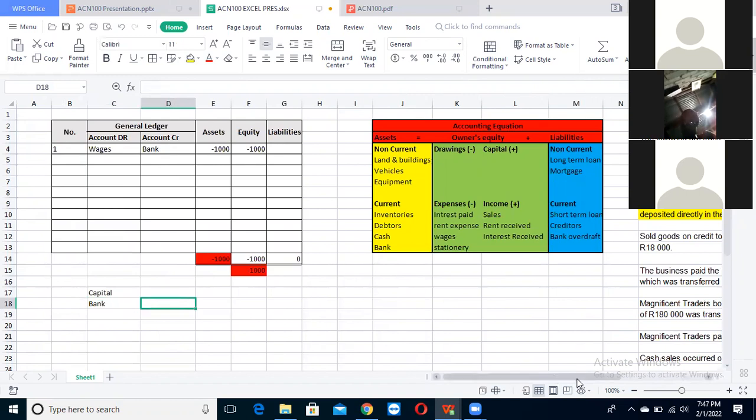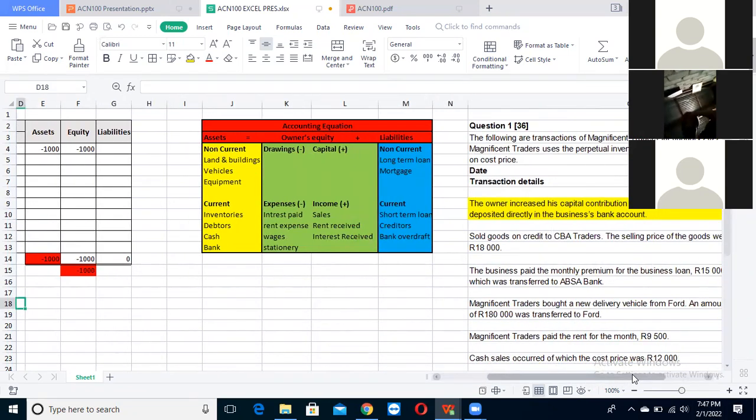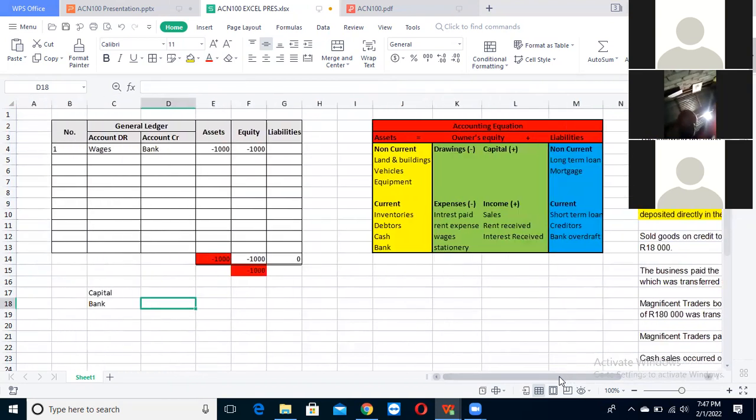Now we want to realize who we are debiting and whom we are crediting. We first look at the capital account. What is the capital account doing? The capital account is giving to the bank account. And we have said that we credit the giver and debit the receiver. So the capital account, we are going to credit because it's giving money to the bank account. And the moment you credit the capital account, we know then that the bank account is going to be what? To be debited.